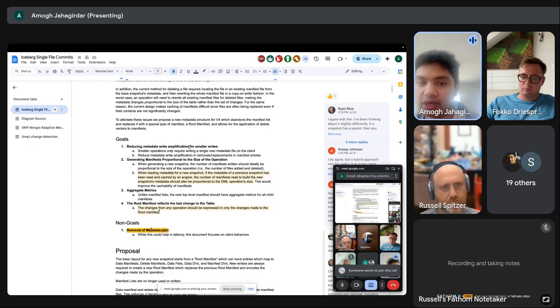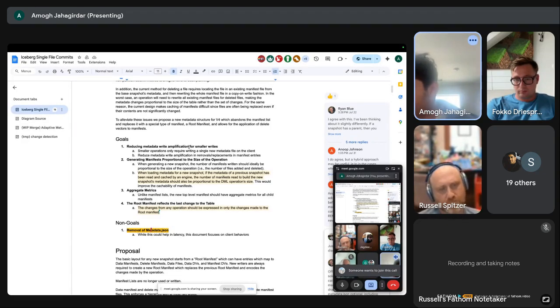We can also improve cacheability if we were to not rewrite manifests as aggressively, since those manifests could be retained in a cache for longer periods of time. Another structural aspect being looked at is that today in the manifest list structure, there are only partition field summaries. However, there's no other columnar statistics information at the manifest list level. So one of the structural improvements we're looking at is whether we can have a top level manifest that has aggregate metrics for all the leaf manifests.